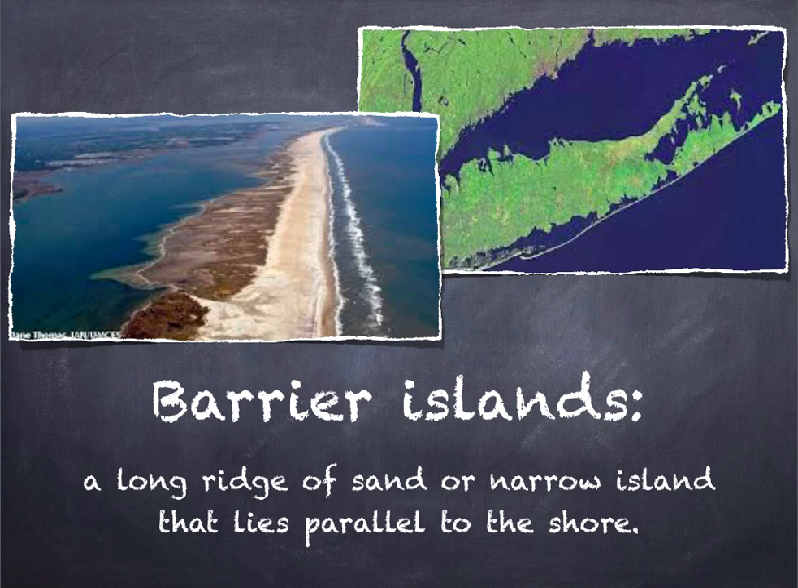Barrier islands are a long ridge of sand or narrow islands that lie parallel to the shore. You can see this landform here, and the shore is going to be this direction. You can see it better in this picture. These form a barrier from tropical storms, things like that.